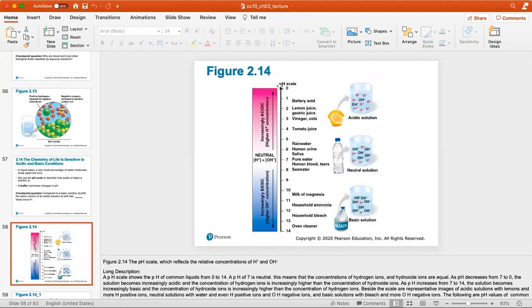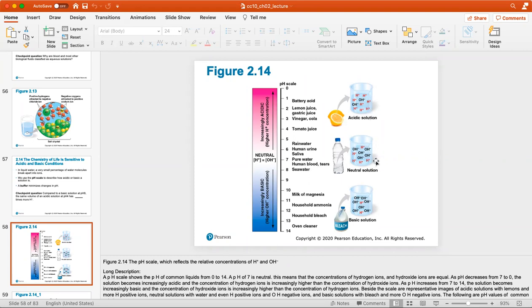So this is a look at the pH scale. Extremely acidic solutions will be battery acid, lemon juice, gastric juice in your stomach, vinegar, Coke, tomato juice. Rainwater and human urine and saliva are getting more on the neutral side of things. And pure water is completely neutral. Human blood and tears are just slightly above neutral, about 7.4. And then seawater, and moving up to the basic side of things, household ammonia, bleach, and oven cleaner are all extremely basic.